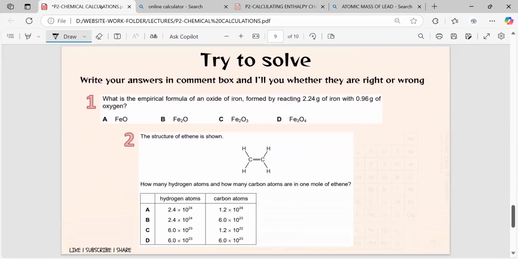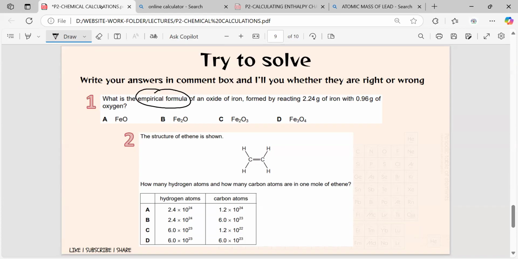Now these are the questions for you to solve and write your answers in the comment box, and after writing the answers I will tell you whether they are right or wrong. Take a screenshot. Question number 1 is finding the empirical formula. It's really easy. If you can do it, very good. If you cannot do it, then write in the comment section that you are not able to do the empirical formula questions. So I will make a video on this too.